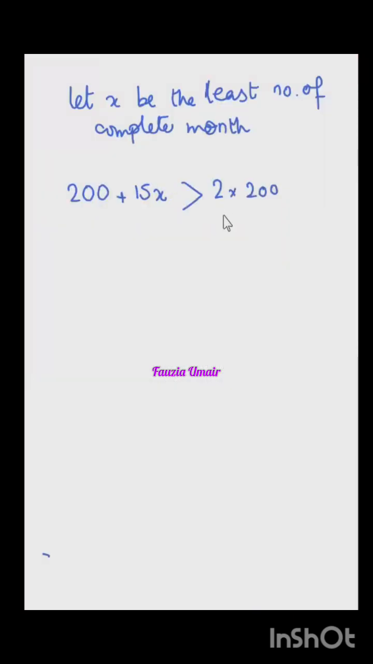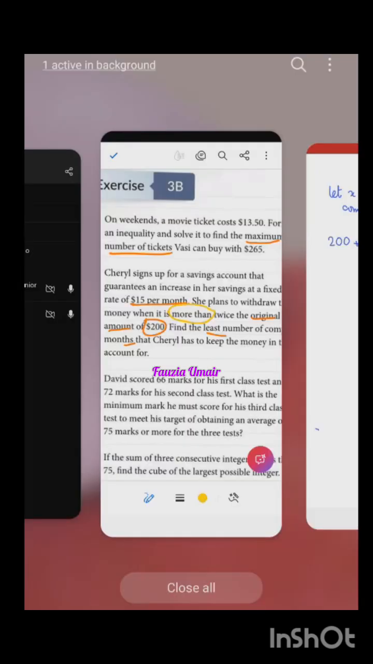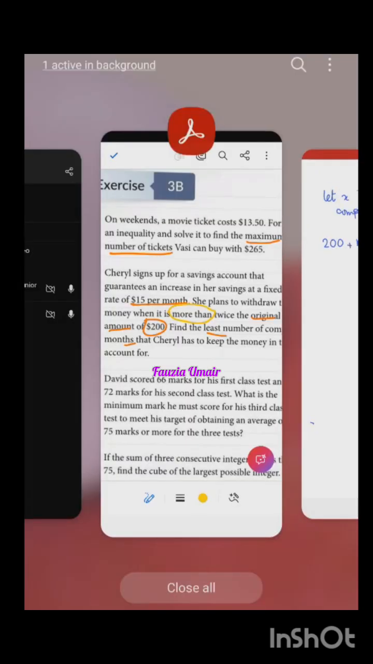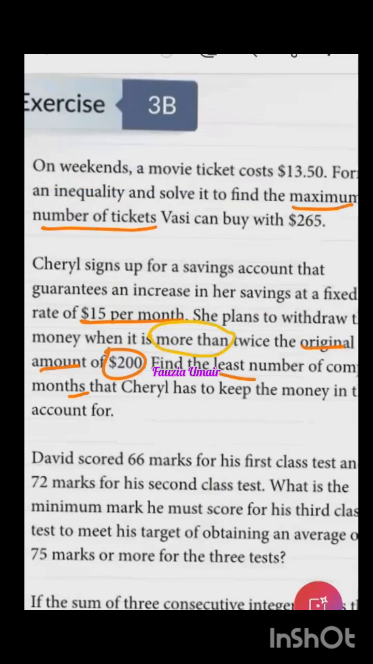पिछले क्वेश्चन में उन्होंने कुछ नहीं लिखा था. मतलब कि inequality का साइन कैसा होगा, इक्वल टू का होगा. अच्छा अच्छा, वो देखिए ना, the question is more easy to understand. देखिए ना, Vasi can buy tickets with the 265. अगर उसके पास 265 रुपीज हैं तो he cannot go beyond it.